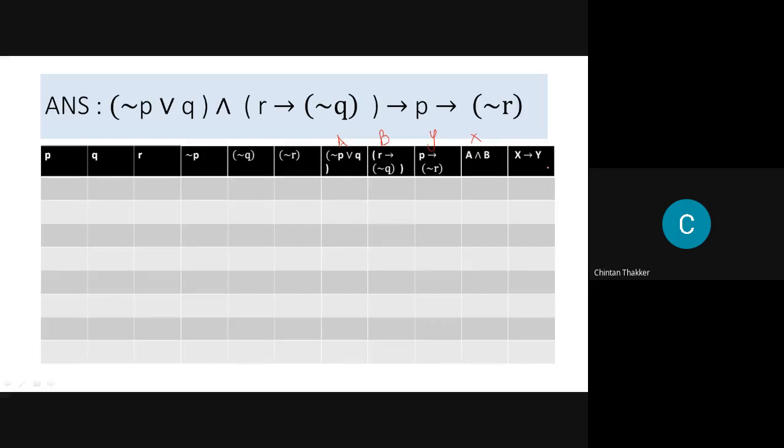You have to do this yourself. Check whether it is valid or not.